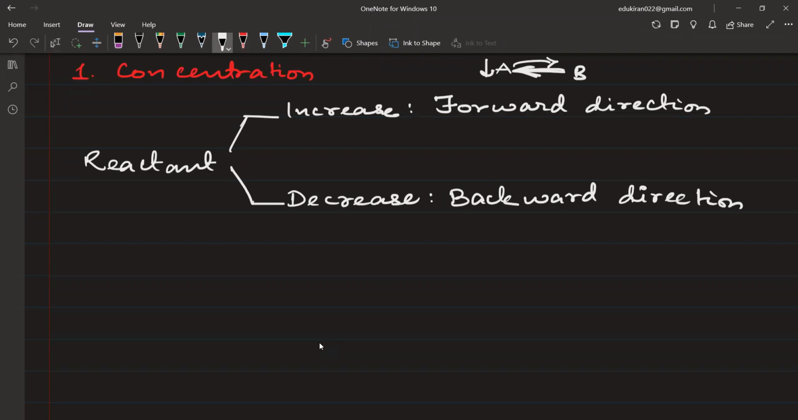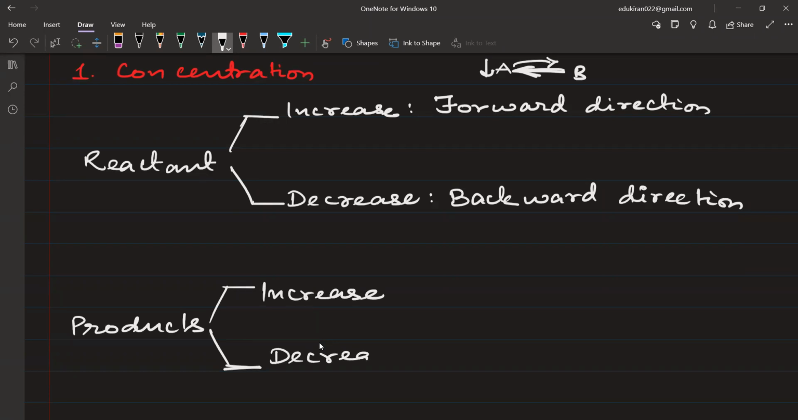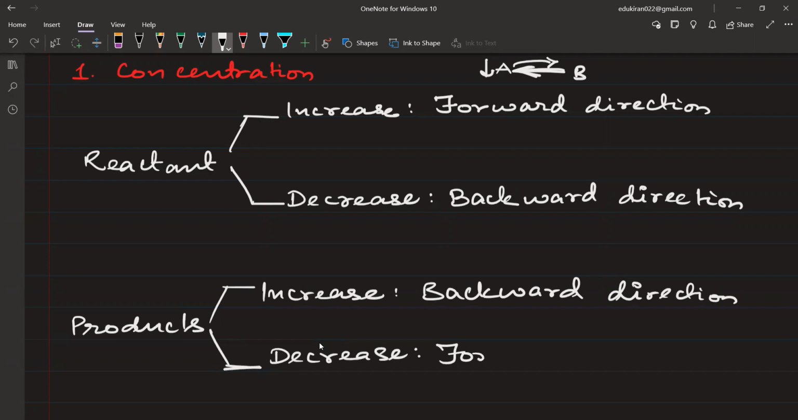Okay, then you have products. Now, in products also I can increase and decrease the concentration. If I increase the concentration of product, that means there will be backward, the equilibrium will shift or the reaction will go towards backward direction. And if I decrease the amount of product, then it will go to the forward direction.